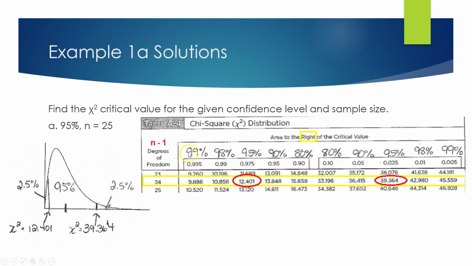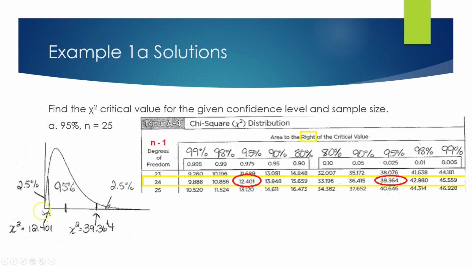So before I scanned this in, I actually just wrote the confidence levels on the top for ease. If we're looking at this value right here, to the right of it is 97.5% of the curve. So that's the reason why this 95% confidence level is on top of the 0.975 value. So the chi-square value for the left critical value is 12.401. So that's the value that goes here.